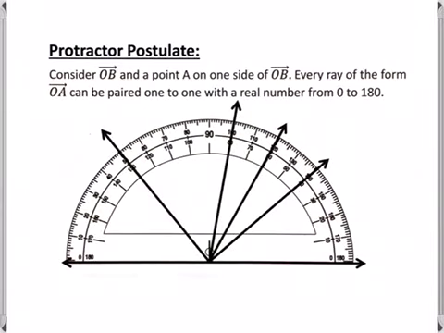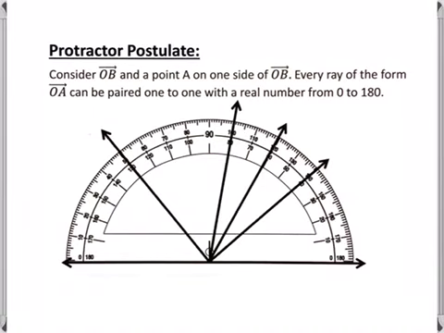The protractor postulate, simply stating here that the legs of your angle, or the sides of your angle, can correspond to different parts of the protractor in order for you to determine the measure of the angle created by the two sides. So consider OB and a point A on the side of OB. Every ray of the form OA can be paired to one and only one real number from 0 to 180.